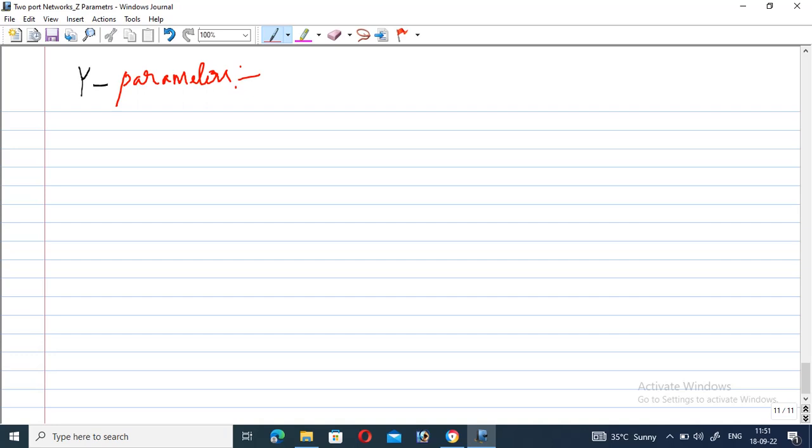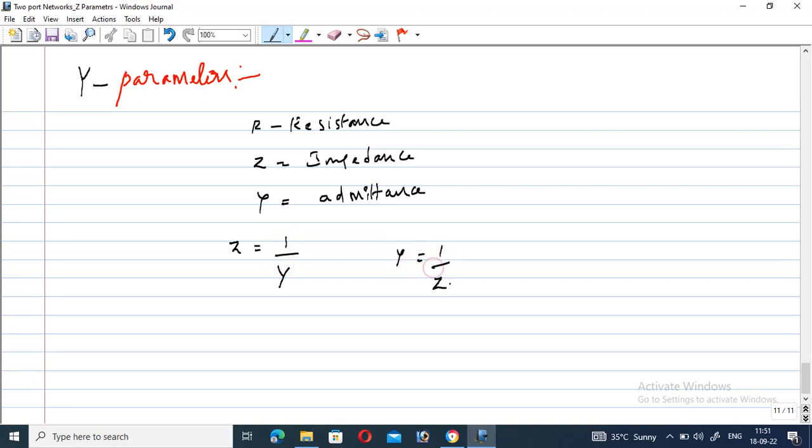Okay, now generally I think all of you have some basic idea where R is equal to resistance. Resistance can be represented as Z, which is nothing but impedance, as well as Y, which is nothing but admittance. These are some of the terms we frequently use in the electronics as well as electrical departments. So what is the relation between Z and Y? Z is equal to 1 by Y, or else Y is equal to 1 by Z. This is the relation.